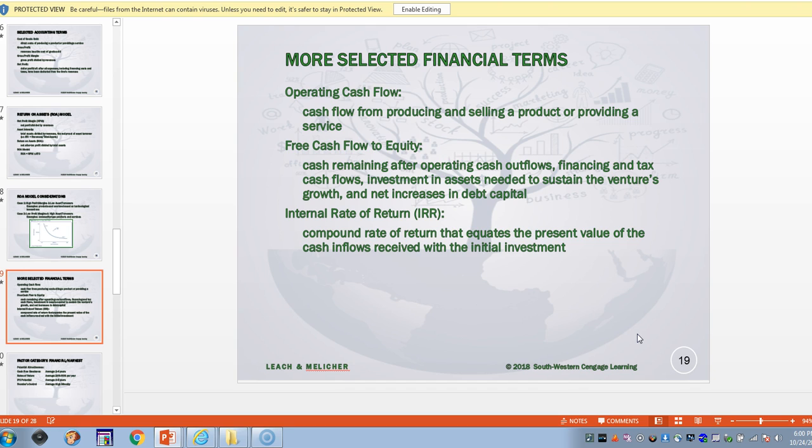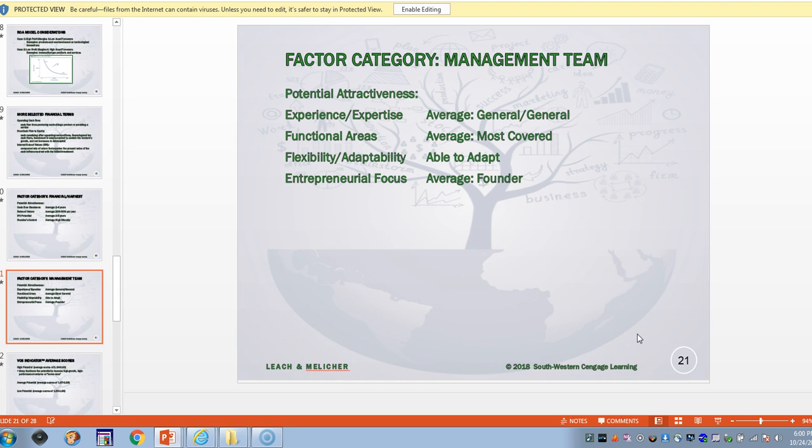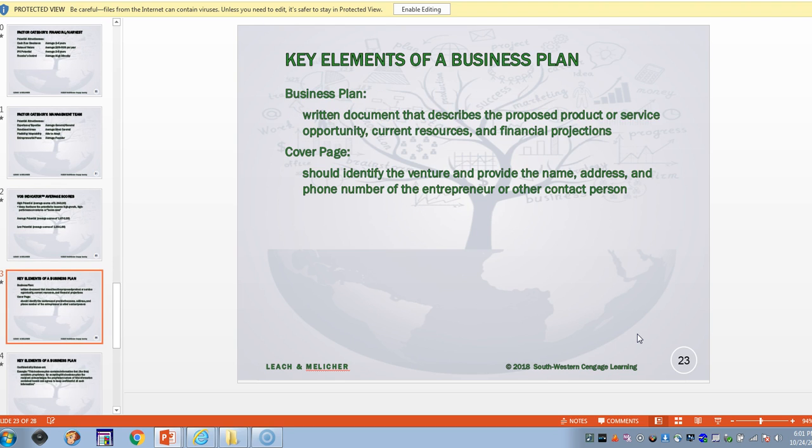All right, and some of these are just definitions. I would know what operating cash flow is. I wouldn't worry too much about 20 or 21 or 22. These are all boilerplate.